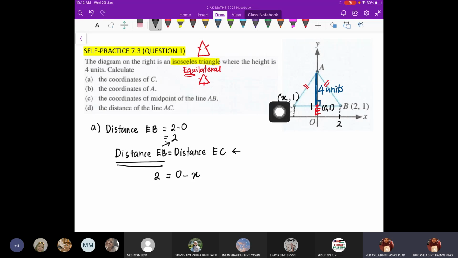Okay, kenapa 0 minus X bukan X minus 0? It is because 0 is larger than X. Okay, X kat sini. But X ni akan jadi negative values. So X is smaller than 0. Okay, sebab tu jadi macam tu. And then you will get 2 equals to negative X. Simplify, dividekan dengan negative 1, negative 1. So jadi X. Where is my negative? So X is equals to negative 2. Okay, so my X here will be negative 2.